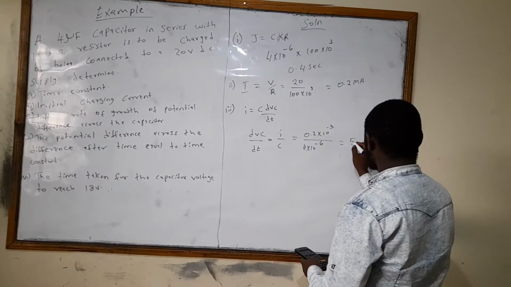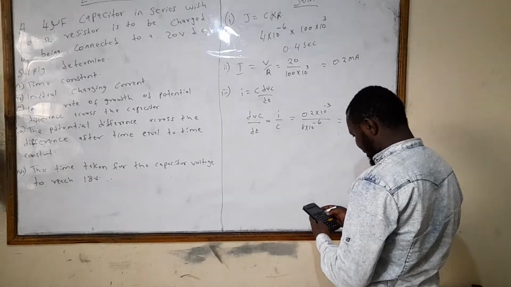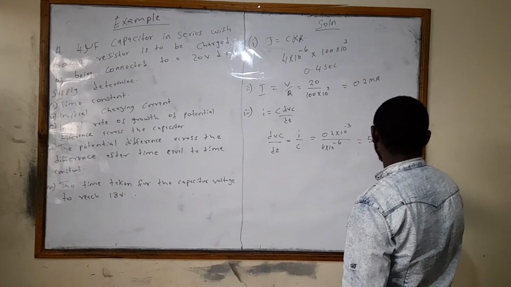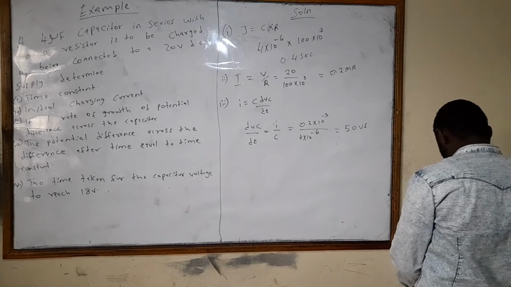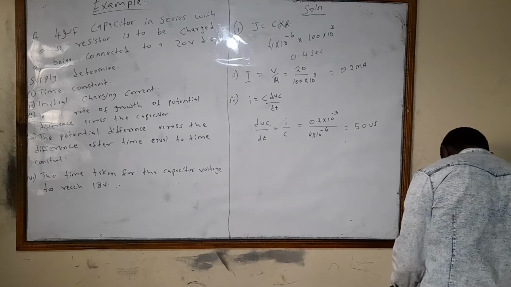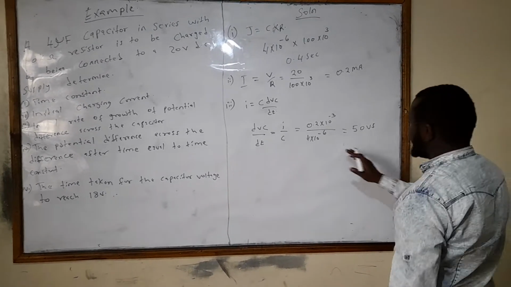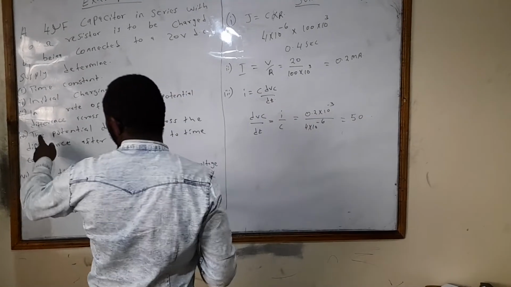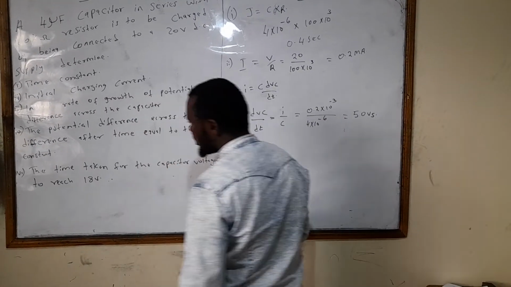Let's see if I've calculated correctly. Yes, that is 50 volts per second, because that is the voltage. Very good. So that is 50. Now let's go to the second last question.